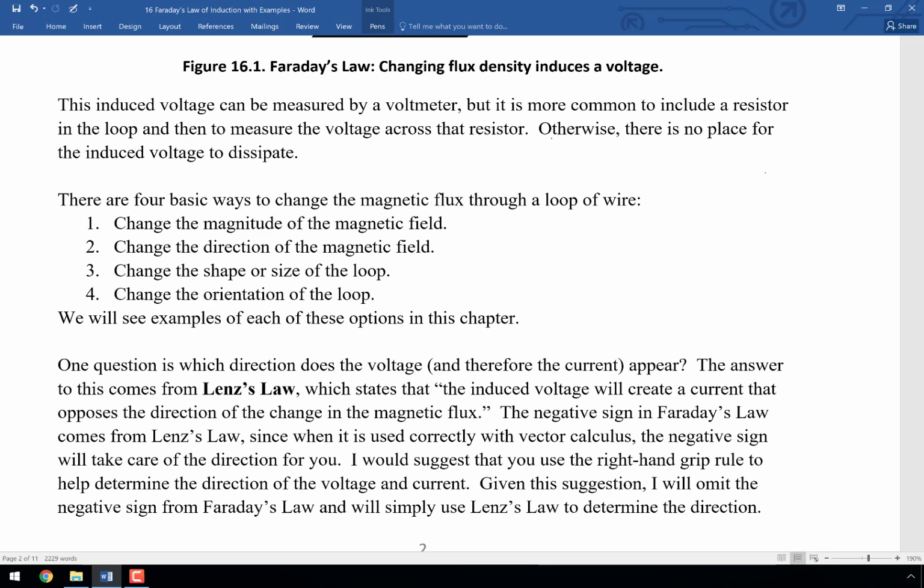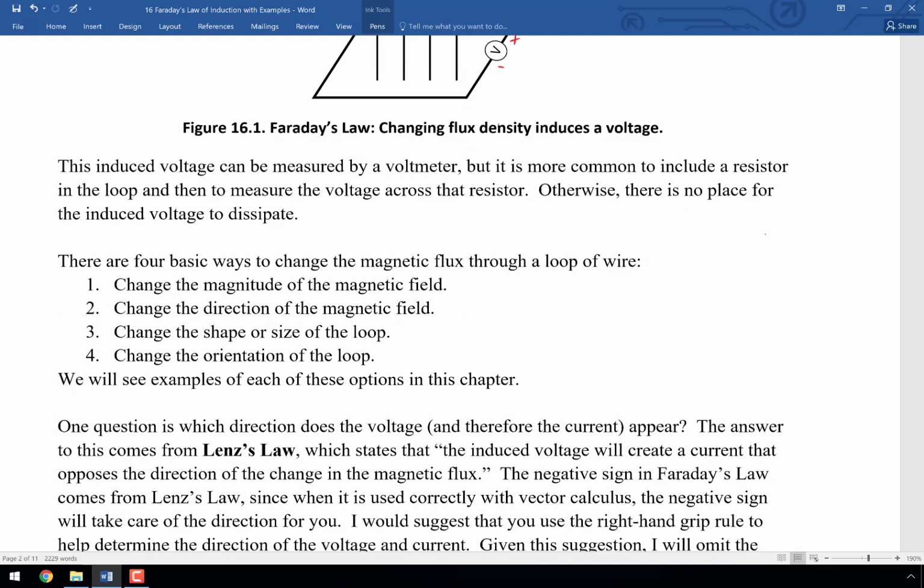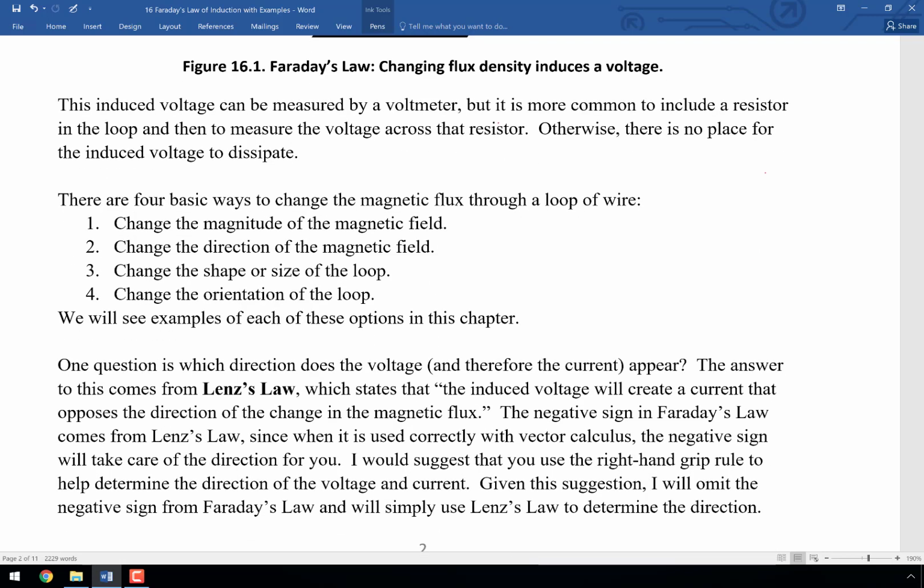Now, one question is, which direction does the voltage and therefore the current appear? If I come up here, I haven't really shown the polarity of this voltmeter, but maybe the polarity is plus to minus. And if that's the case, then does the voltmeter read positive or does it read negative? We have to specify the sign as well as the magnitude. And the answer to this comes from Lenz's law. Sometimes it's actually even known as Faraday/Lenz's law.